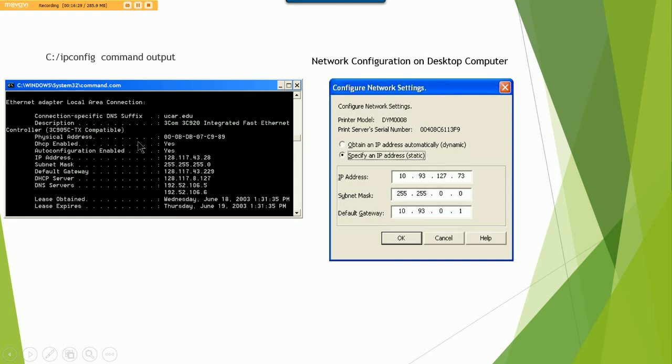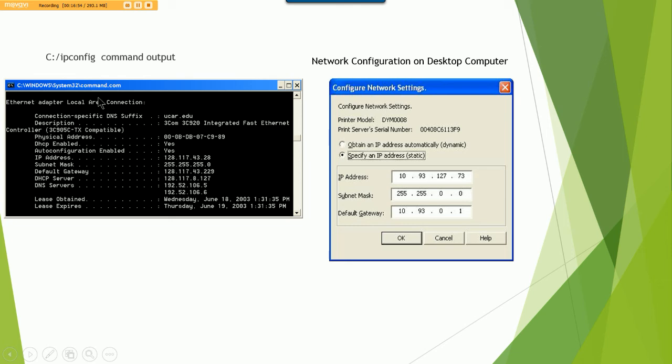Now, we also can see that the DHCP server has leased this address to this computer on June 18th at 1:31 p.m. and it gave it a 24-hour lease that will expire on June the 19th at 1:31 p.m. So that's some more information that we see about this dynamically assigned IP address.